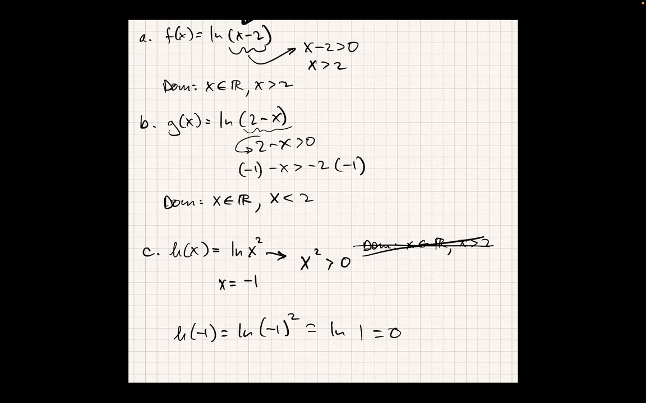But it's not broken. But what does break this? X squared has to be greater than 0. Greater than 0, not greater than or equal. So 0 breaks it. So what do I want my domain to be? All real numbers except 0. All real numbers such that x is not equal to 0.